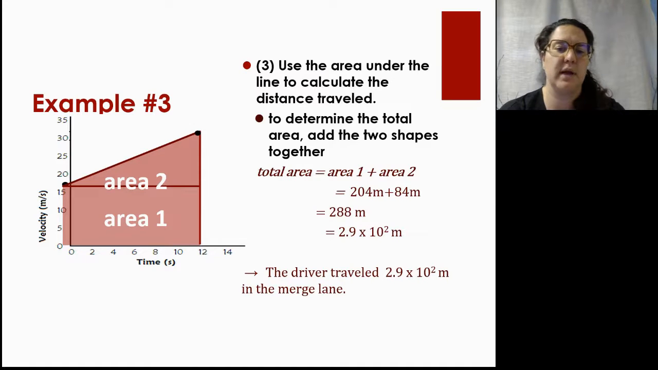Using significant digits, this is going to be 2.9 times 10 to the 2 meters. So that's how far the driver traveled in the merge lane.